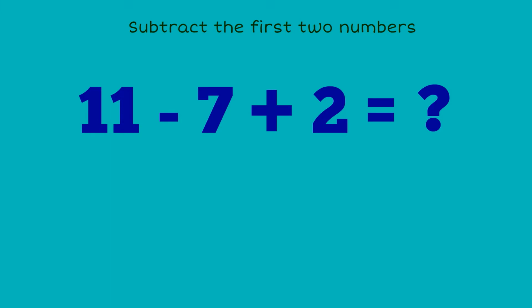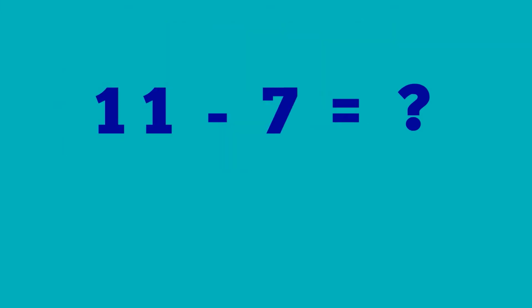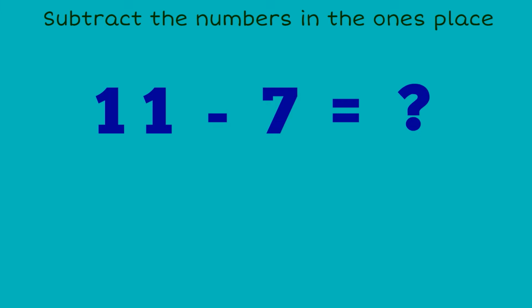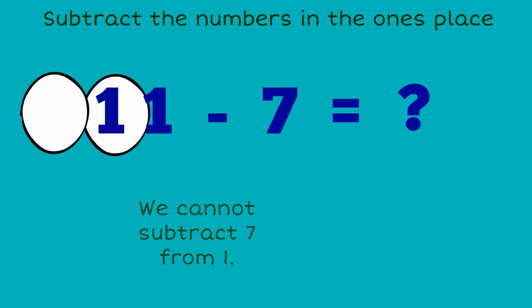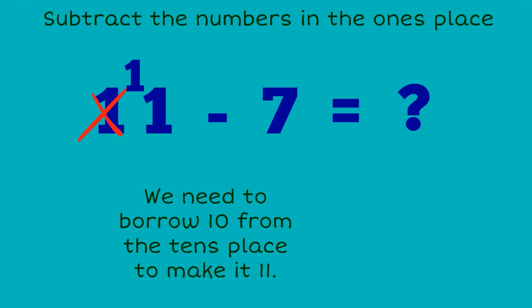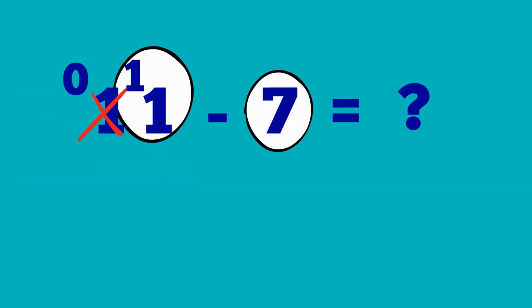Subtract the first two numbers. 11 and 7. 11 minus 7 is equal to. Subtract the numbers in the ones place. 1 is lesser than 7, so we cannot subtract 7 from 1. We need to borrow 1/10 from the tens place to make it 11. 1/10 becomes 0/10. Now 11 minus 7 is equal to 4.